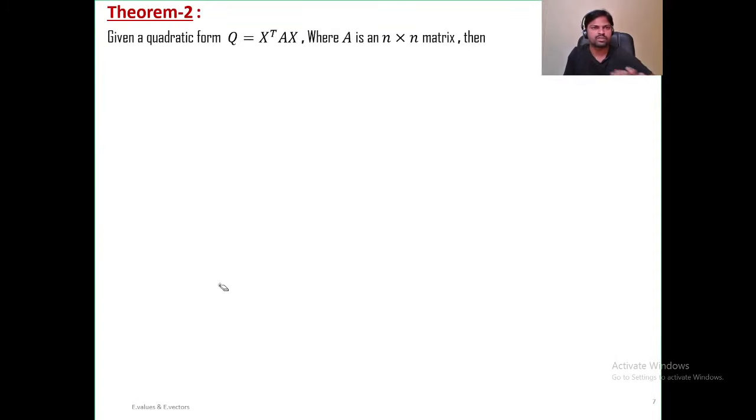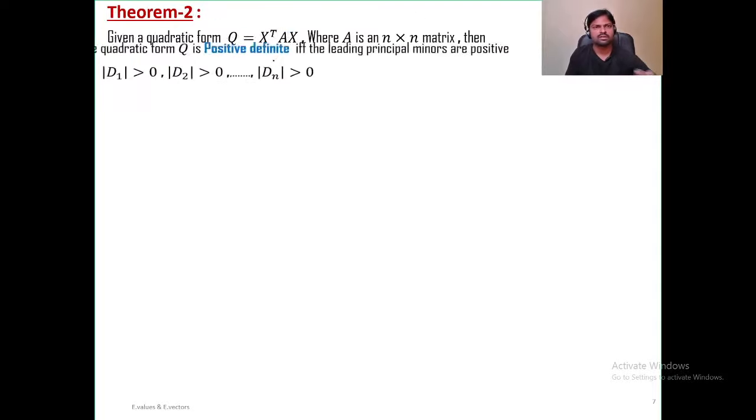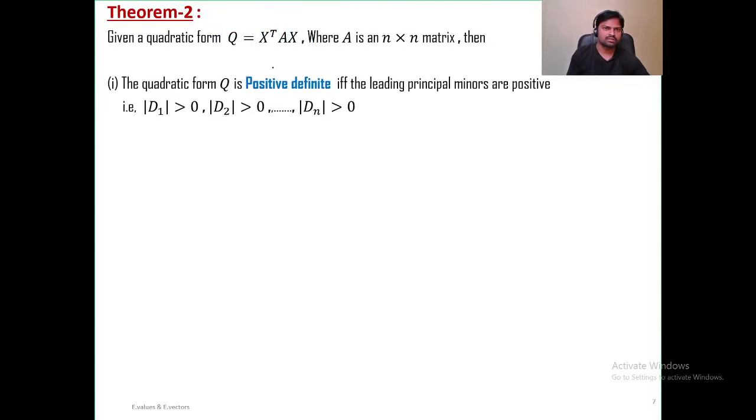Theorem number 2. Given a quadratic form Q, where A is an n by n square matrix, look at the first conclusion. The quadratic form Q is positive definite if and only if the leading principal minors are positive. Leading principal minors means, as I just told you, D1, D2, and so on. All these should be more than 0. Then I can say that the corresponding Q is said to be positive definite.